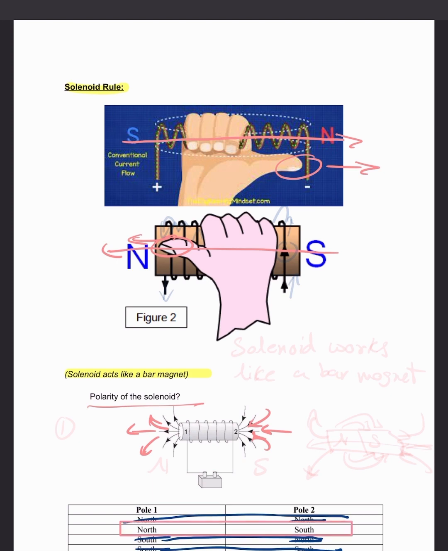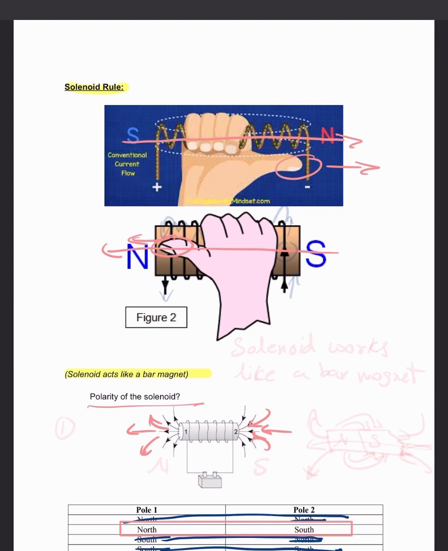And you see, it's a very simple way to tell the polarities of a solenoid, as it's exactly the same as a bar magnet. Magnetic field is coming from your south out towards your north. And you need to remember that, as those are the basics of a solenoid.